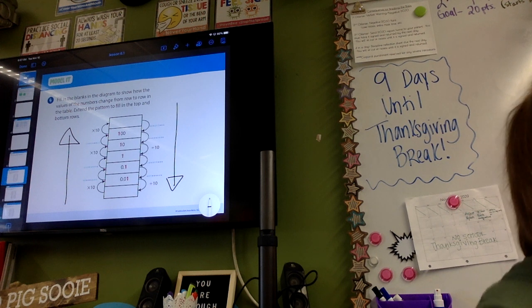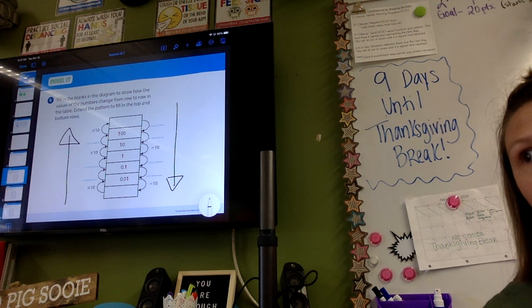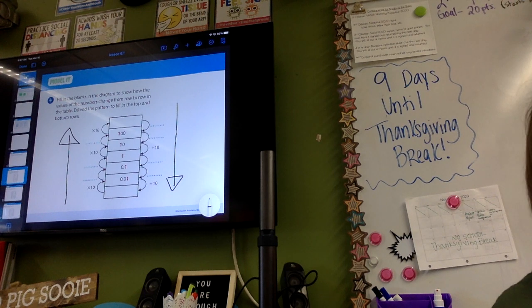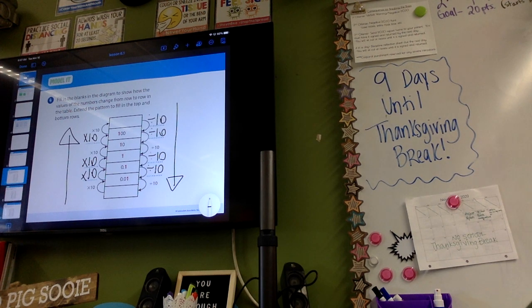Okay, so left-hand side, we're multiplying by 10. Right-hand side, we're dividing by 10. Okay, everybody see that in your table? Left-hand side, you're multiplying by 10 and going up. Right-hand side, you're dividing by 10 and going down. All right, so let's start filling in these numbers. All of these blanks over here on this side are going to be times 10. And all of these blanks on this side are divided by 10. So times 10 on the left, divided by 10 on the right.